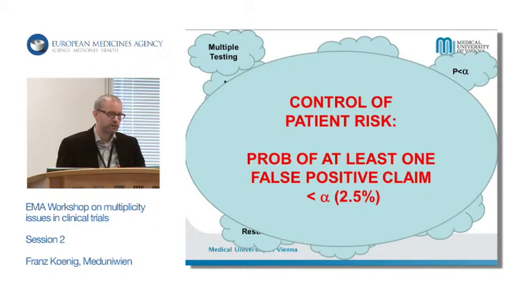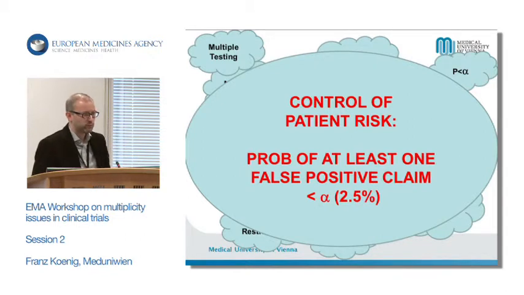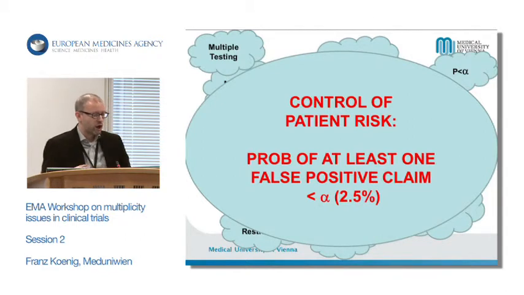So we shouldn't promise things which are not true. In statistical terms, what we're interested in is that the probability of at least one false positive claim should be smaller than 2.5%. So that's what we really want to have.